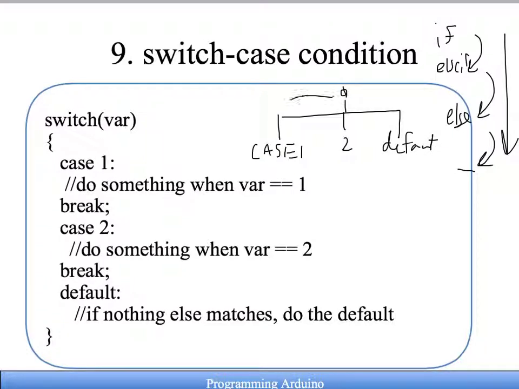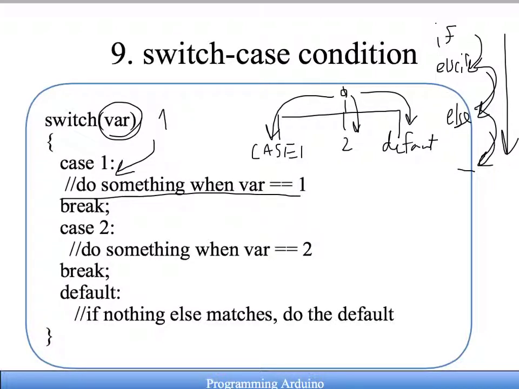So the switch will go to the case directly without passing step by step, like a waterfall, like if else. So it saves time and memory. The way the switch case works, if the value equals 1, it goes to case 1 colon and does something. If it equals 2, it goes here, and if it equals 3, it goes to default.